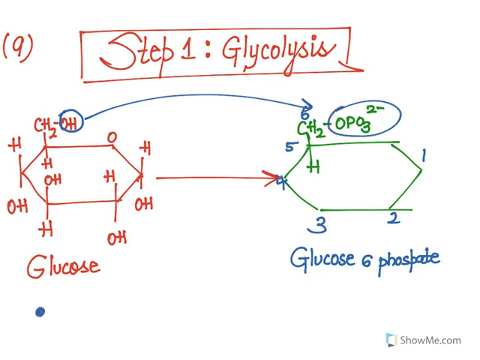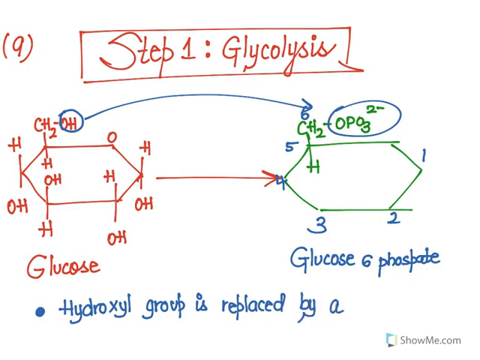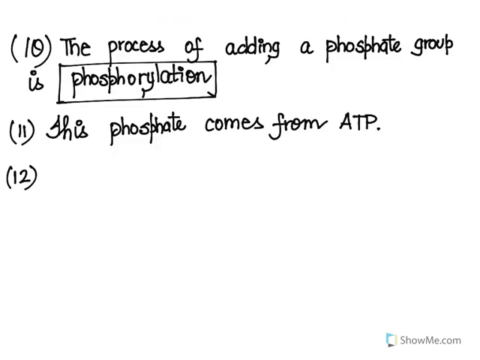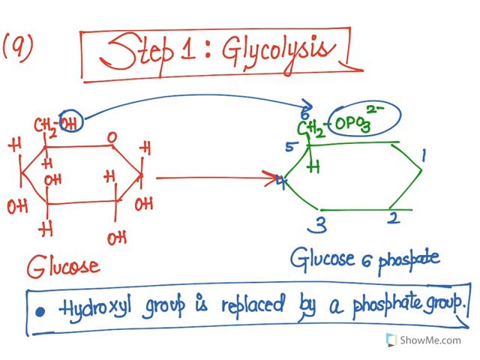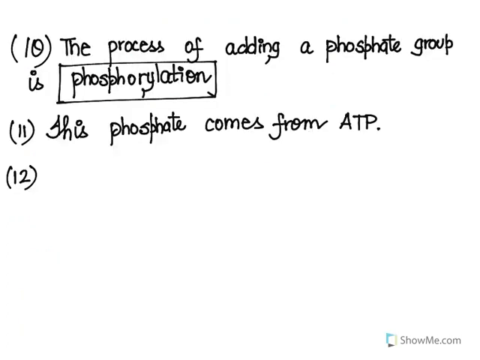An important point to remember is that the hydroxyl group is replaced by a phosphate group. Now we are still continuing with step 1. As you saw, the hydroxyl group was replaced with the phosphate group. Basically, the addition of phosphate, as you saw in the last video, is phosphorylation. That's the name of the process.